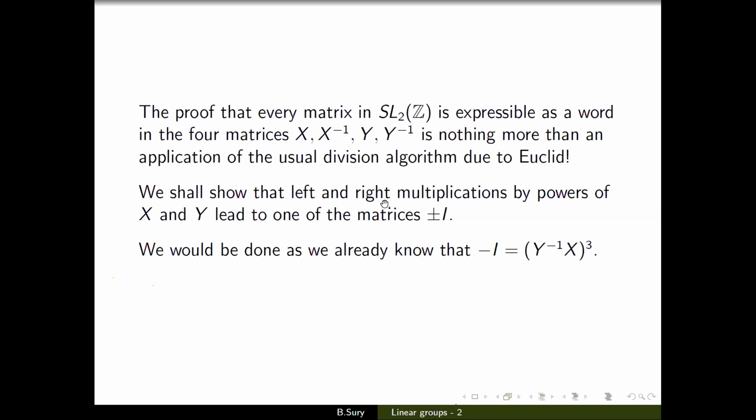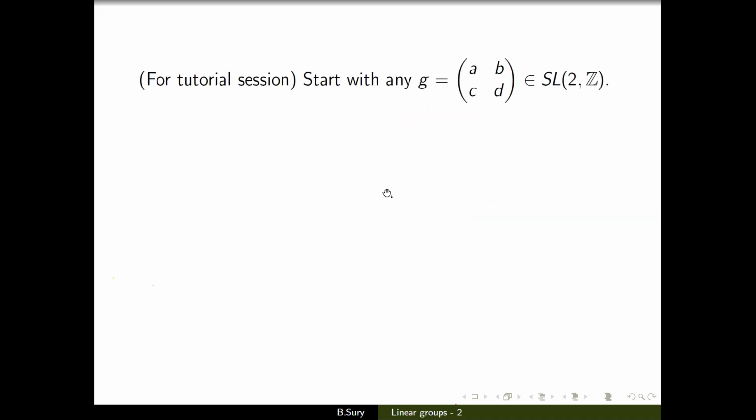Okay, so what I'm going to do is take any matrix here, multiply on the left and right by powers of this so that it reduces to either identity matrix or minus identity matrix. And I'm saying that process is nothing but the division algorithm. Maybe it should be done in the tutorial session, or maybe some things I can mention here. Start with any G.